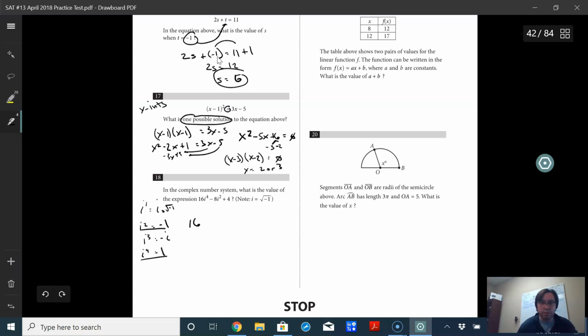So writing this out, 16 times i to the fourth, or 1, minus 8 times i squared, which is negative 1, plus 4. So 16 times 1 is going to give me 16. Negative 8 times negative 1 is going to be positive 8, plus 4. And so we can see the answer choice on this one is going to be 28.